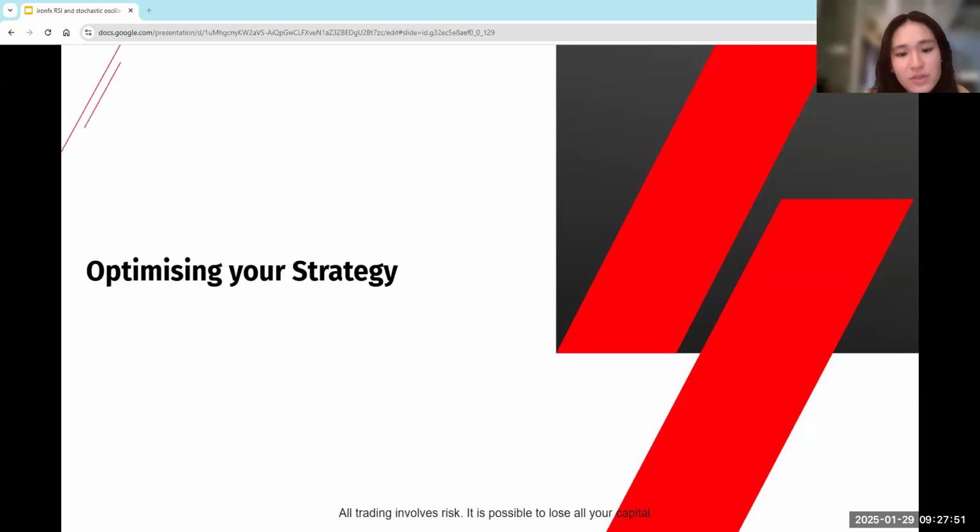Okay, especially when you combine it with other technical tools like your moving average or support and resistance, or if you are able to find a divergence as well.